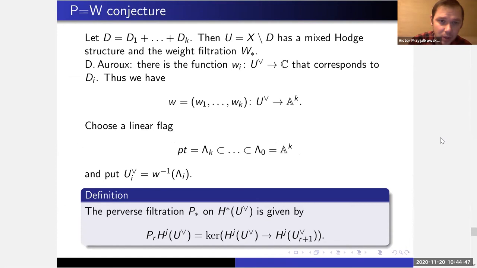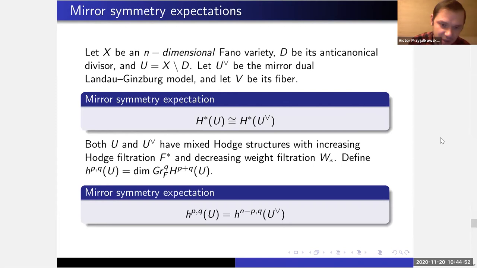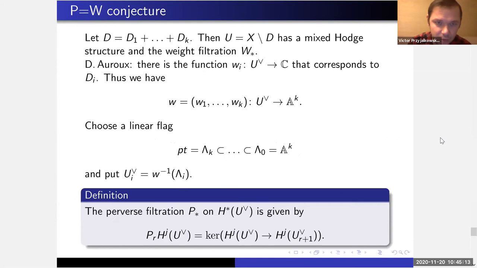So now, here it's very nice, but in defining these Hodge numbers we didn't use the weight filtration. And of course it exists. If we have an open Calabi-Yau variety, we have a mixed Hodge structure with weight filtration as well. And the question is, what is the analog of this weight filtration on the mirror dual side? And this is what the P equals W conjecture is about.